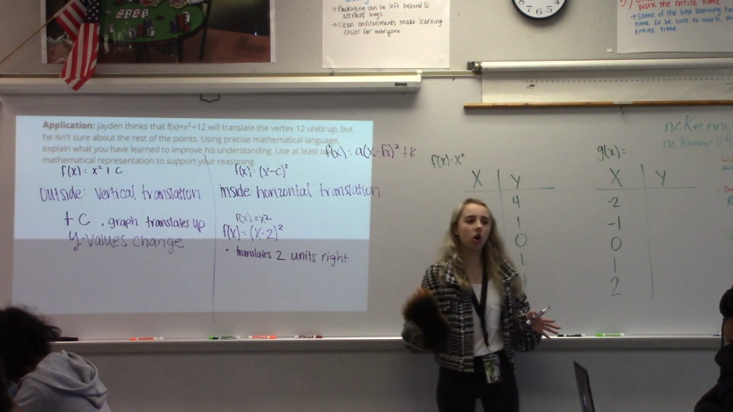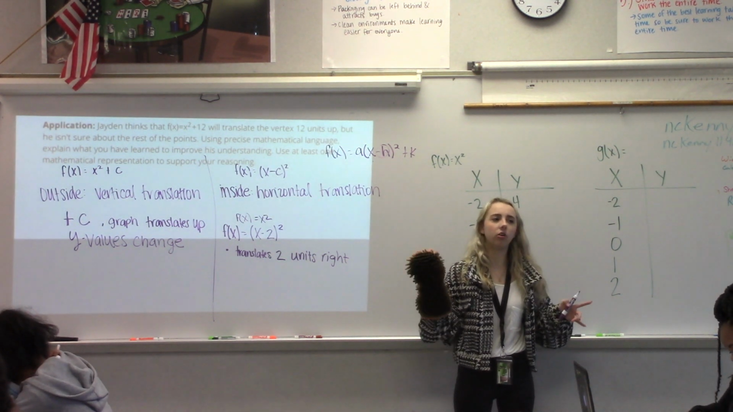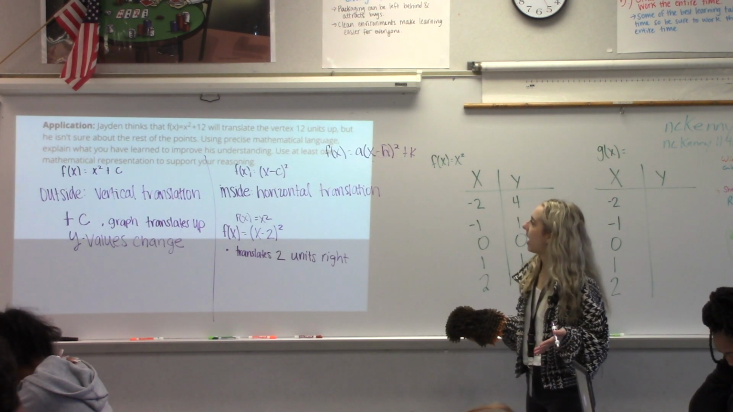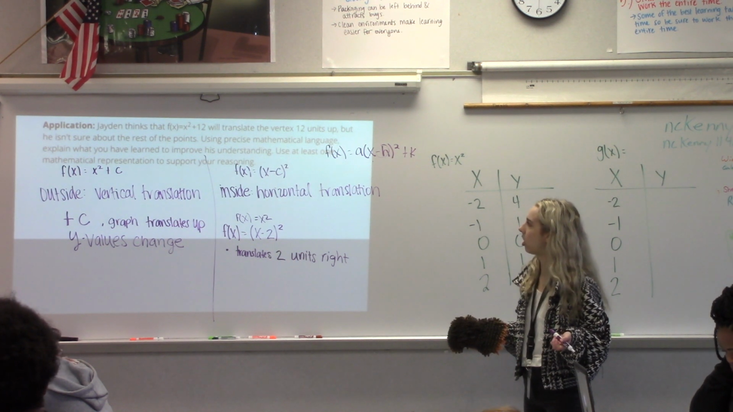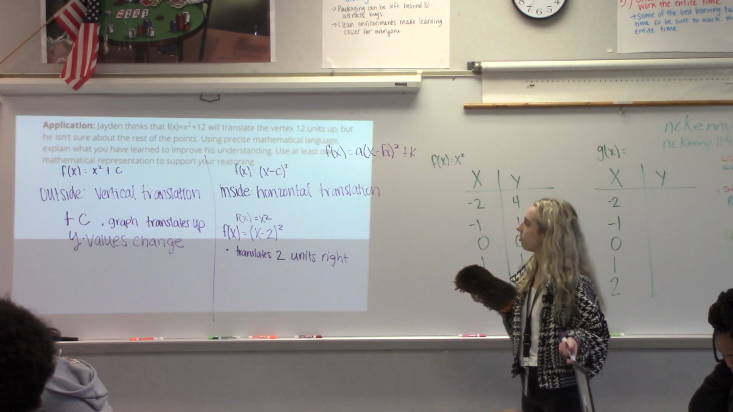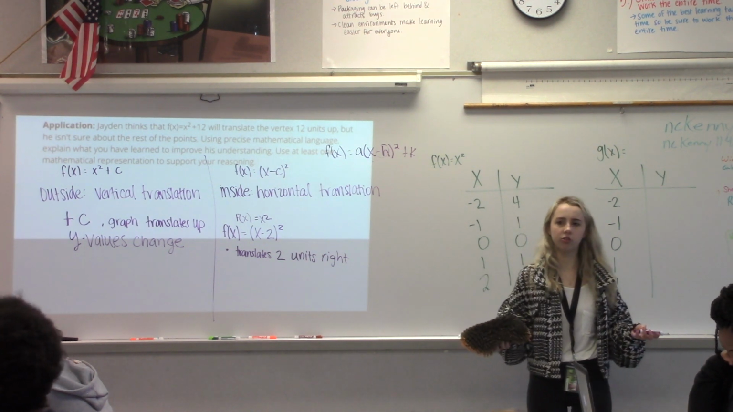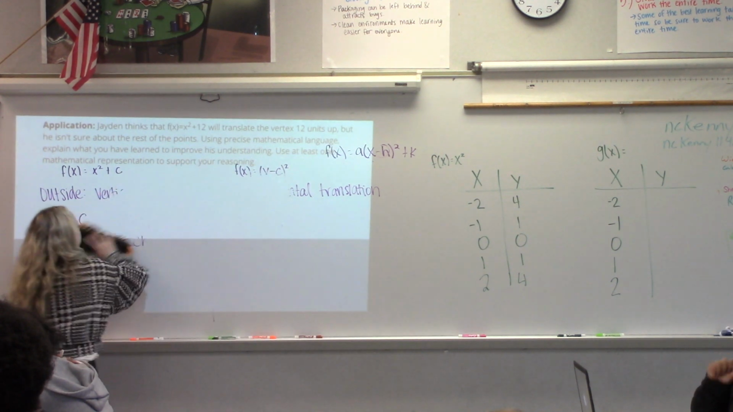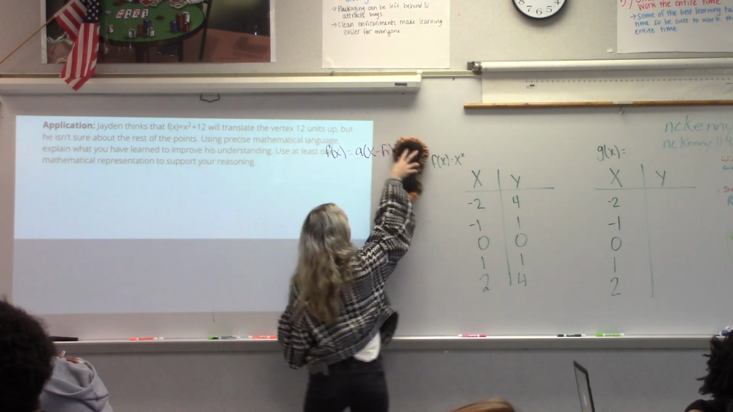Have y'all had a chance to read this application question yet? Some people have, some people haven't. Let's just read it together. Jaden thinks that x squared plus 12 will translate the vertex 12 units up, but he's not sure about the rest of the points. So, using precise mathematical language, how can we improve his understanding here? Is the vertex the only point that's going to move? No. So what's moving? The whole y value.